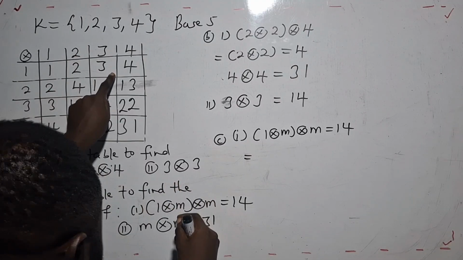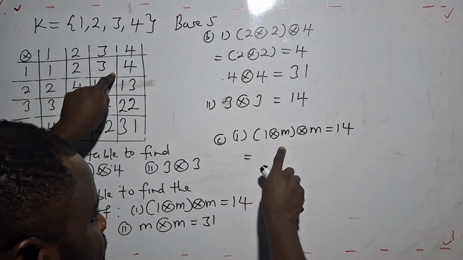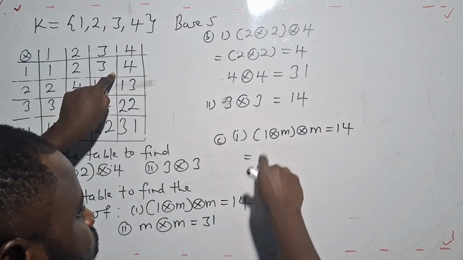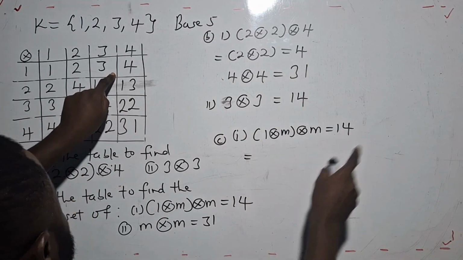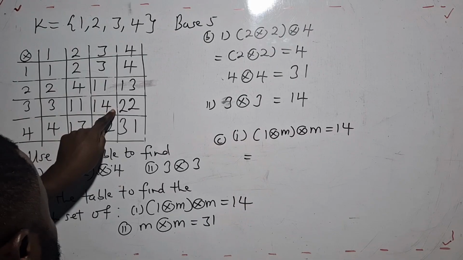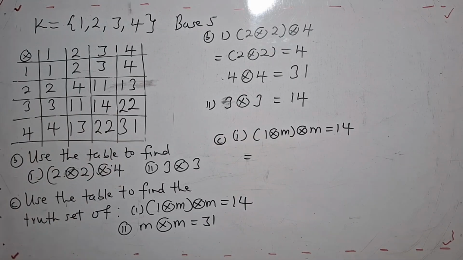1 times 3 is 3. So now the answer you get here, multiply the number itself. If I put 3 here, now 3 times 3, does it give me 14? Yes, 3 times 3 is 14. So it qualifies. Let's try with the 4.